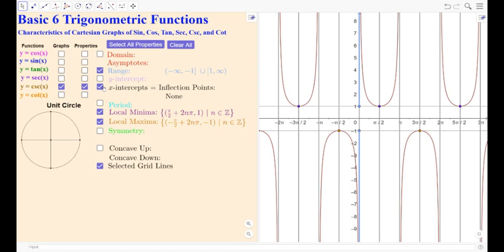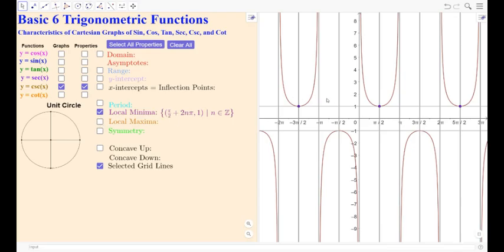X-intercepts, it doesn't have any. Y-intercept, it doesn't have any of those either. Okay, the period is 2 pi. You go through this, you repeat it from going from 0 to 2 pi, for example, we'll repeat it one time. All right, how about the minimum values?